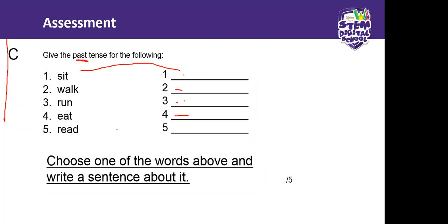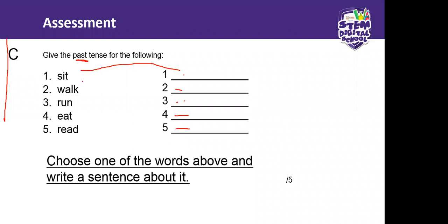And try and spell this correctly. And number 5, this is read. Every day I read. The present tense is read. What will the past tense for read be? You write it by number 5. Give me the past tense for read. Okay.